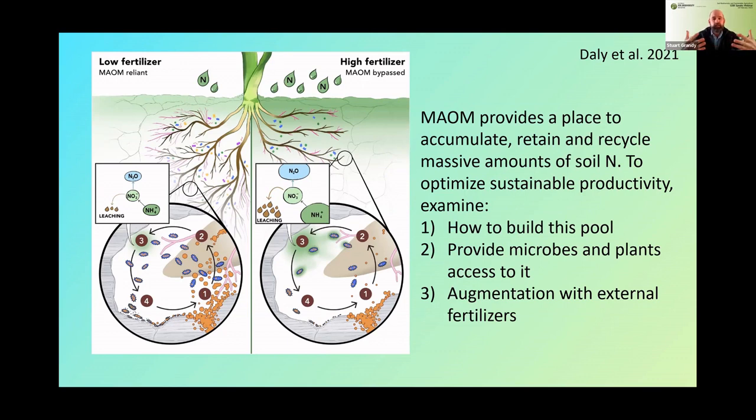I think to optimize sustainable productivity, we have to continue examining how to build this pool, how to provide microbes and plants access to it, what are those mechanisms, and then how do we go about augmenting the internal recycling of nitrogen with supplemental fertilizer use. As this graph shows, what we're looking for is to have internal cycling of nitrogen, plants and microbes accessing that internal nitrogen and augmenting that pool just enough with external nitrogen additions to replace lost nitrogen.